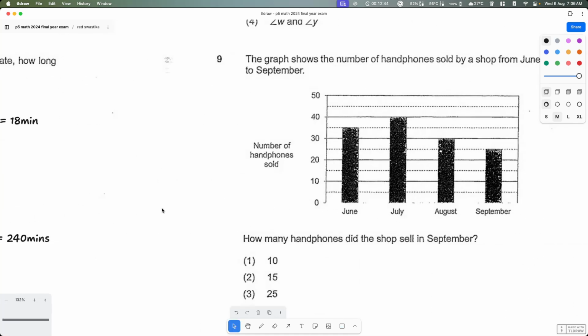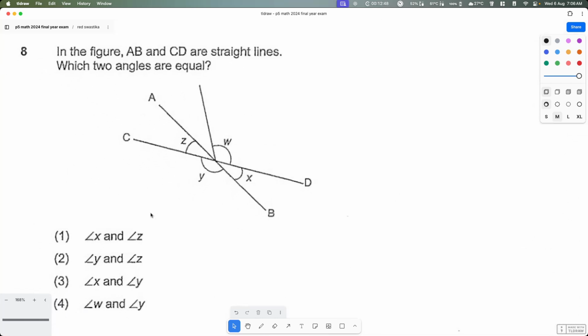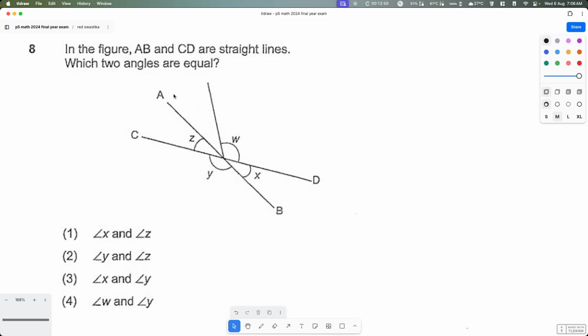Okay, let's move on to question number 8. In the figure below, AB and CD are straight lines. Okay, so what I'm going to do is make this into a straight line. So AB over here is equal to CD, in terms of straight lines, right? Okay, so which two angles are equal? So I think it's pretty straightforward.